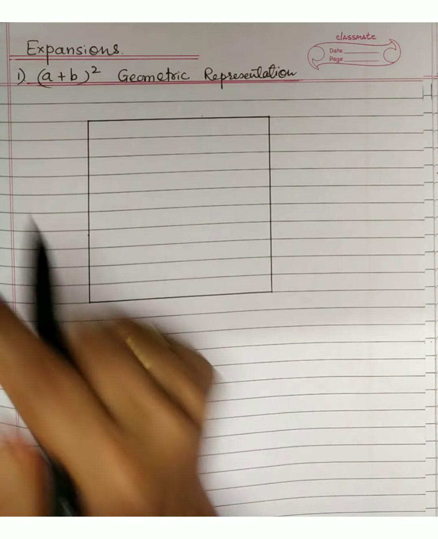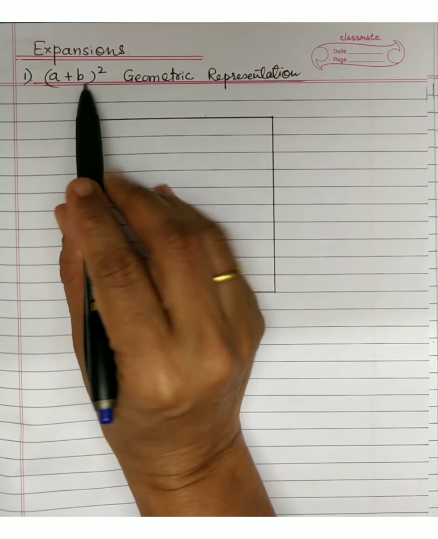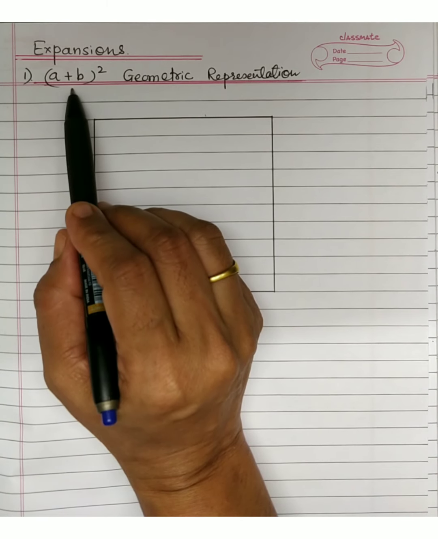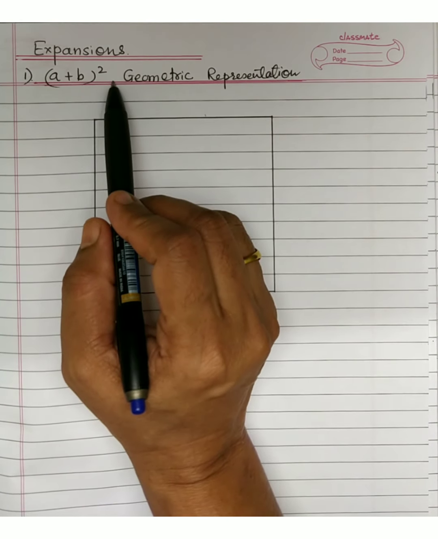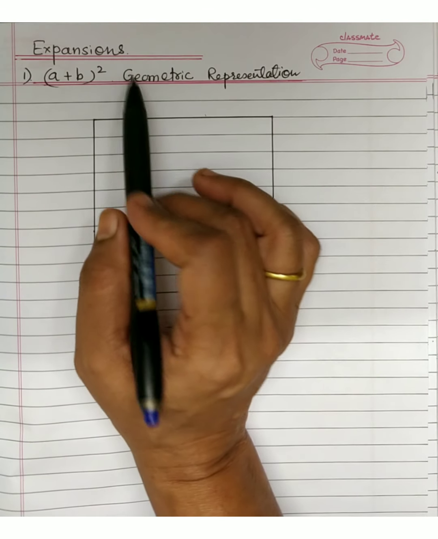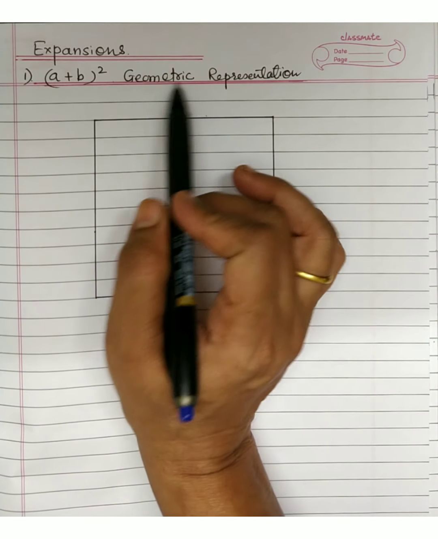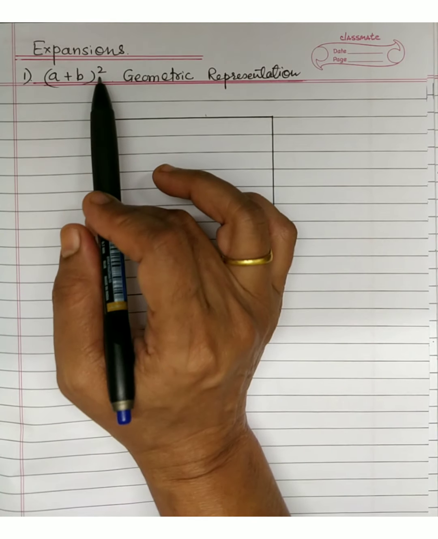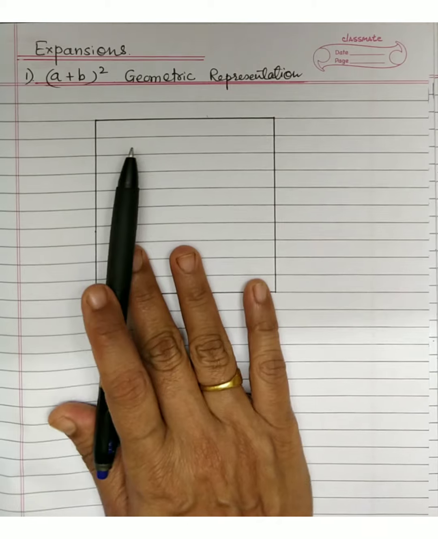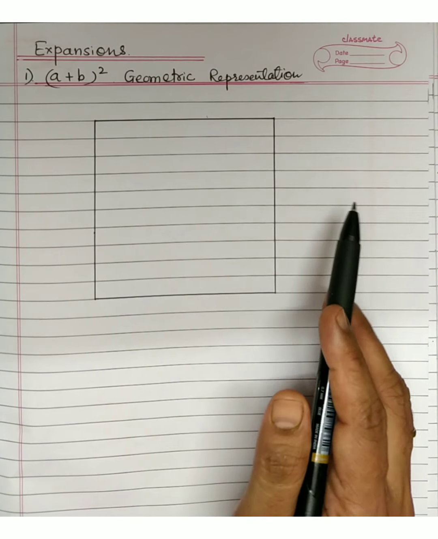How do we get this formula? By multiplication of brackets you can also get it. (a plus b) the whole square, what does it mean? (a plus b) multiplied by (a plus b), right? So you shall get the formula. But let us see the geometric representation. The common mistake all of you make is saying (a plus b) the whole square is a square plus b square. That, at least, you will not make, and then we will see the other formulas.